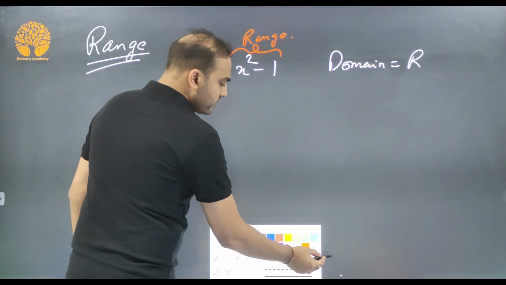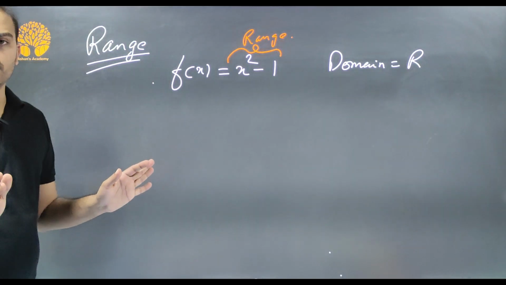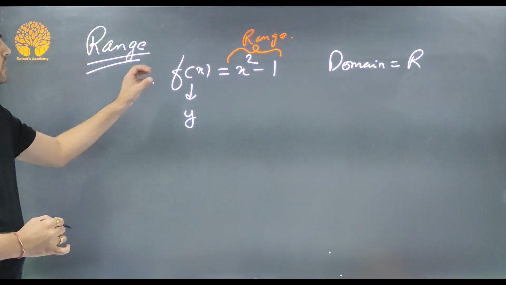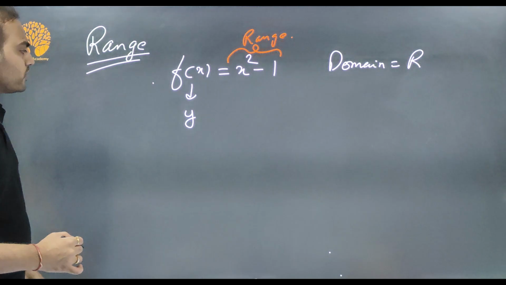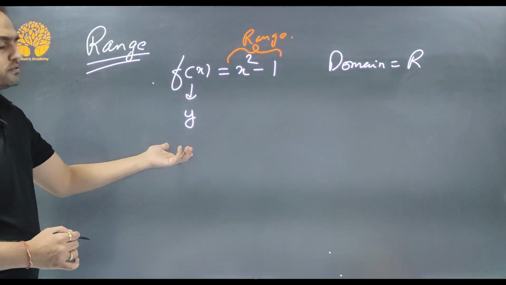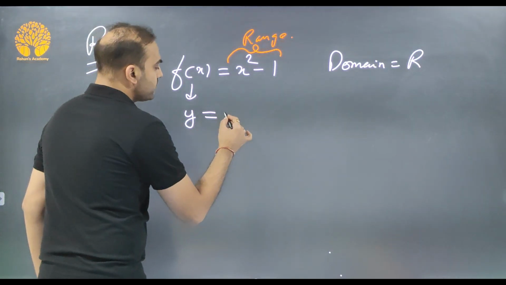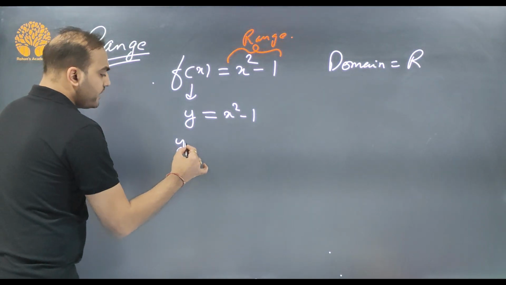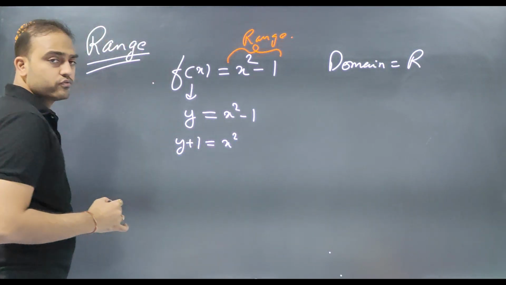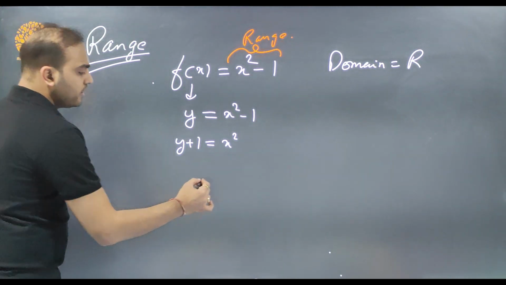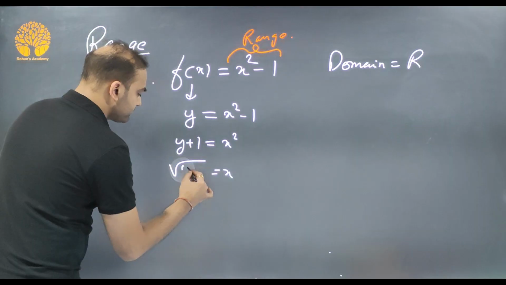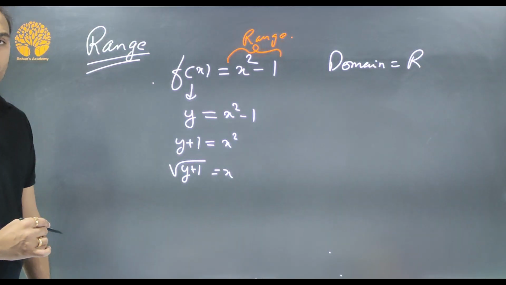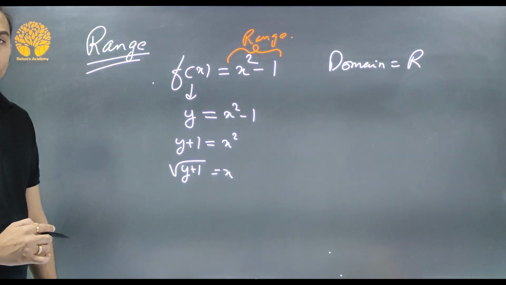Now to find range of a function, we'll use a very simple method. What we will do is replace f of x by y. You say let f of x be y. Anyway, when we draw the graph, f of x is your y axis. So y becomes x square minus 1. Let's find x in terms of y. So you get x as root of y plus 1.